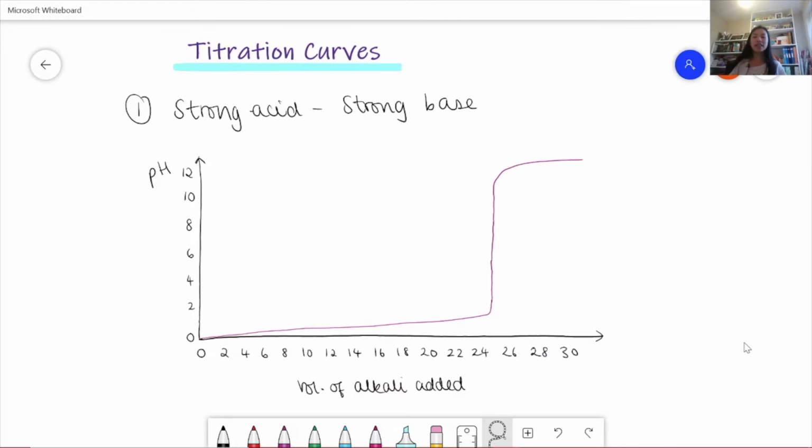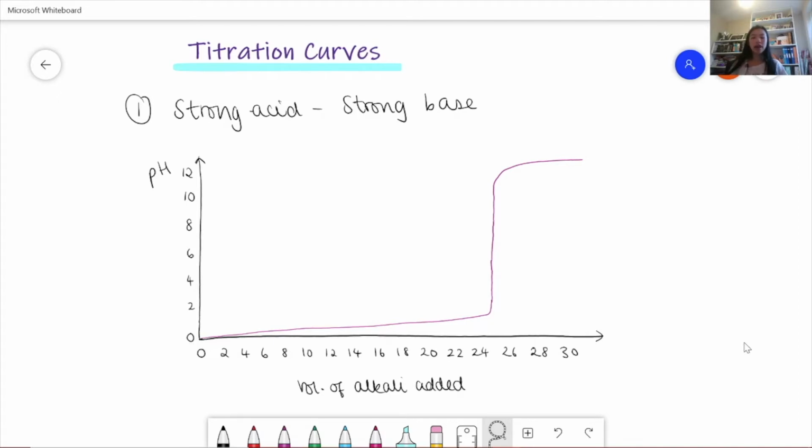Now we're going to look at titration curves. And these are curves that we can get from titrating acids with bases. So the first one we're going to look at is when we titrate a strong acid and a strong base. So we've started off with the strong acid and we're adding the strong base to it. So that's why the curve starts off at 0 because it's a strong acid. So the pH is very, very low. And then it gradually increases as we add the strong base.